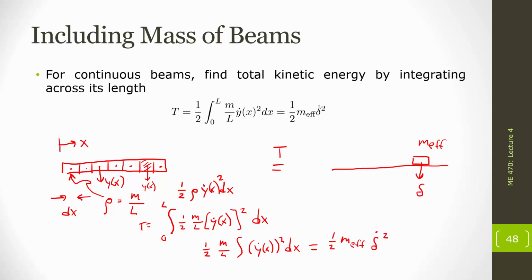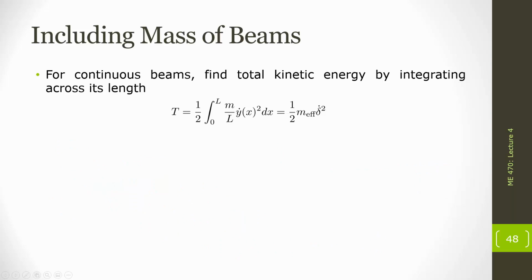So if delta is the displacement at that degree of freedom where I'm placing the mass, then delta dot will be the velocity, and that will get squared. So again, the premise is, how can I take all the mass of this beam and concentrate it at one point so that these two systems, the simplified one on the right and the true one on the left, have the same total kinetic energy? And what I'm looking for is, what will the effective mass be such that the two systems do have the same kinetic energy?